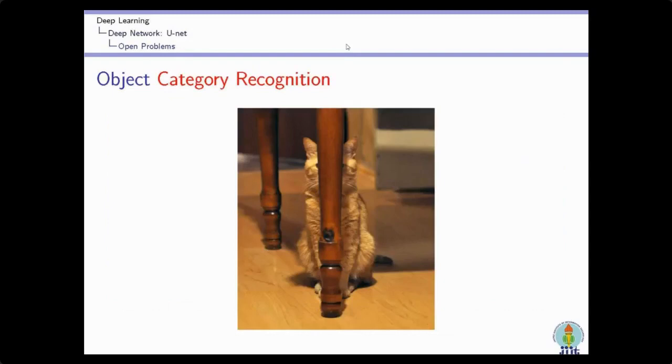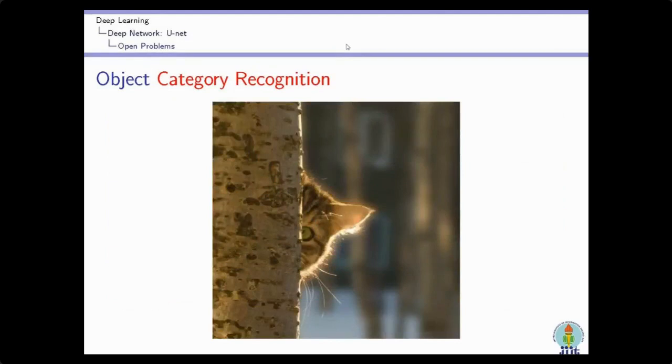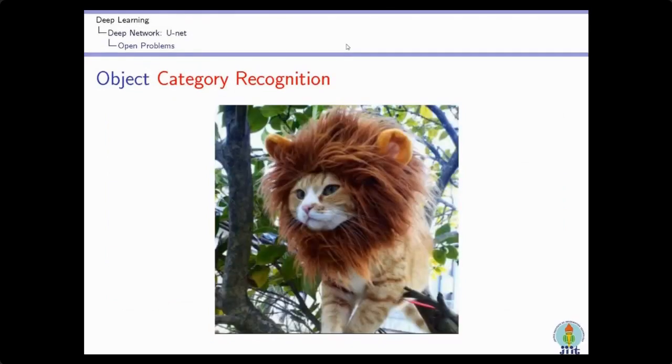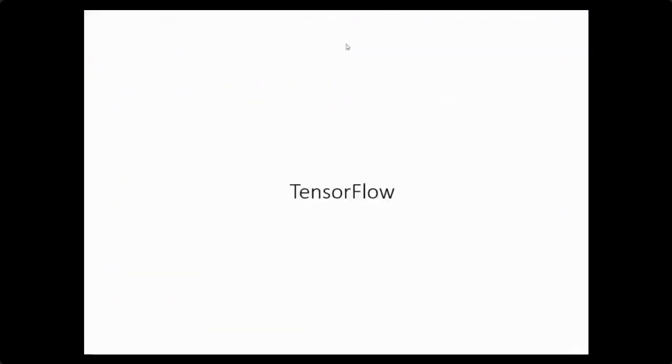Second is object categorization, how we are able to remove the obstacle. Our human brain is able to see this cat behind this chair, but the deep neural network is still facing the problem of how we can tackle such obstacles. So how can we recognize the cat despite these obstacles? So this is all about deep neural networks and their theoretical part.